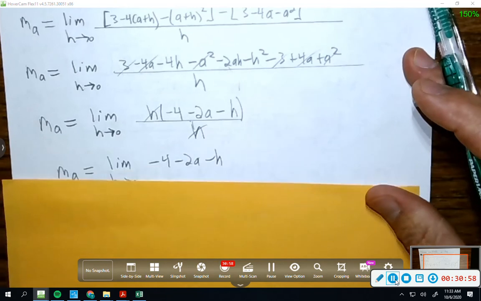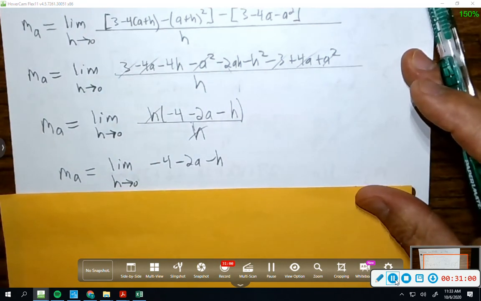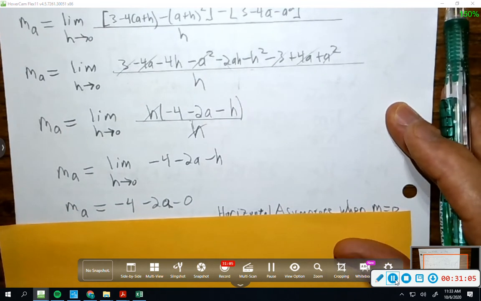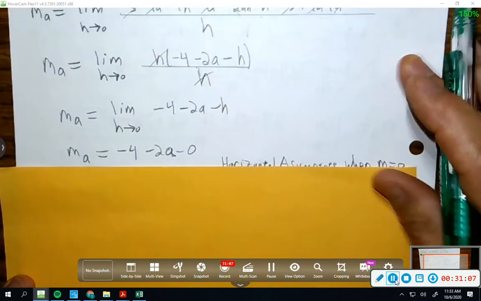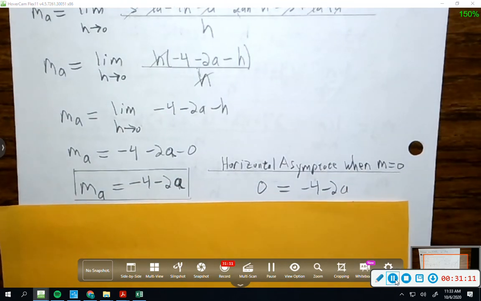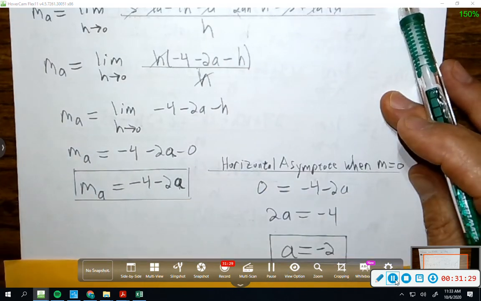Plug in 0 for h, and I'm left with negative 4 minus 2a minus 0. I don't have to put that. So the slope at any point a is negative 4 minus 2a. A lot of students want to plug 0 in for a. Don't do that. A horizontal tangent occurs when the slope is 0. Set my slope equation equal to 0. Add the 2a. Divide by 2. a equals negative 2.